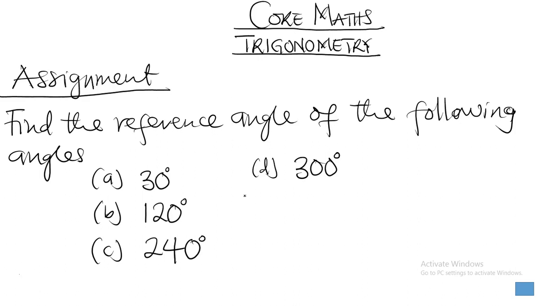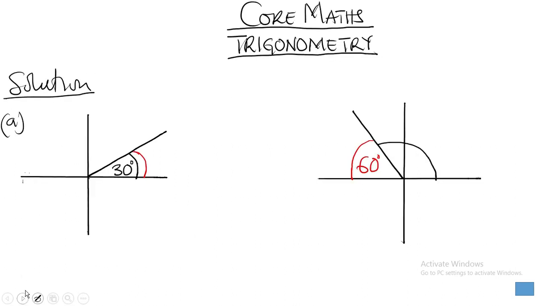Right. So let's see how it goes. For 30 degrees, the angle is 30, but its reference angle will also be the same as the angle itself, because the definition of reference angle is the angle formed between the terminal side and the x-axis. So the acute angle formed between the terminal side of an angle and the x-axis when an angle is drawn in standard position. So with A, the reference angle will be 30 degrees.